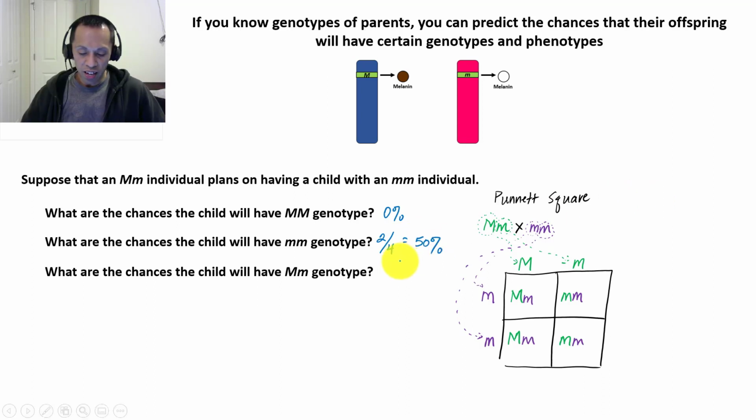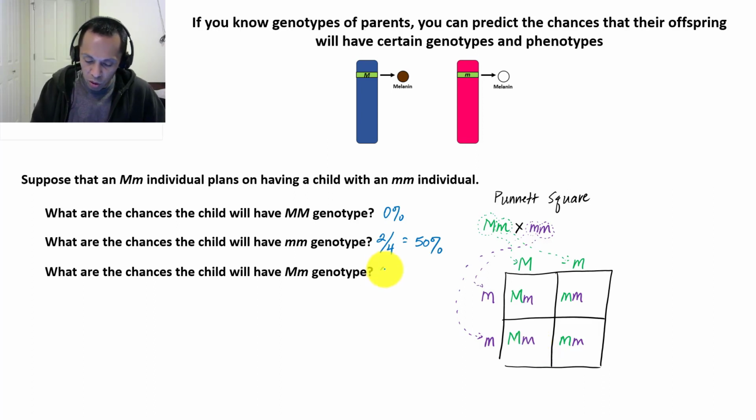And then what are the chances that a child from this mating will have a big M small m genotype? In other words, what are the chances that they will produce a heterozygous child? So if we go back to our Punnett square, we see that out of the 4 possibilities, there are 2 big M small m combinations that we see here. So what are the chances that this mating will produce a big M small m genotype? There is a 2 in 4 chance, which again equals 50%.